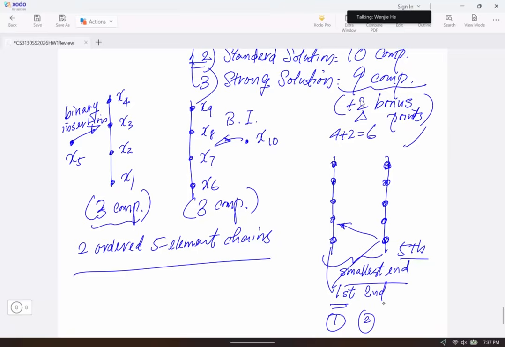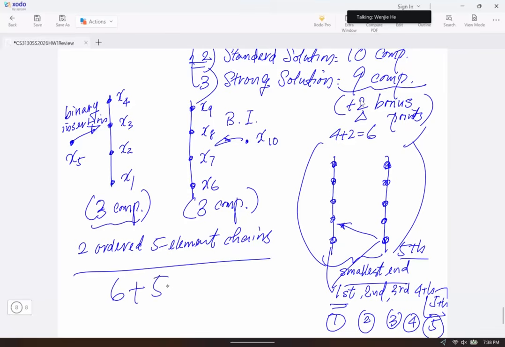Each comparison, we put one element in place. So third, fourth, fifth. So 3 comparisons, 4 comparisons, 5 comparisons. After 5 comparisons, we get this fifth smallest. So in this second round, we need 5 more comparisons. 6 from the first round and 5 from the second round, total 11 comparisons. That's our weak solution. This is the weak solution.